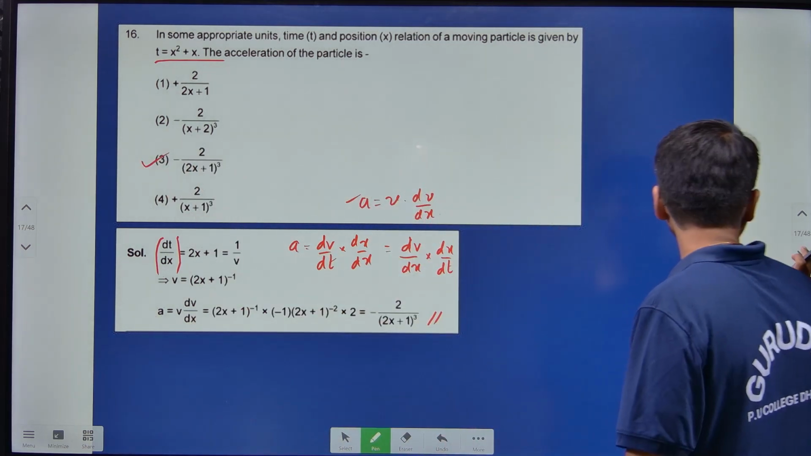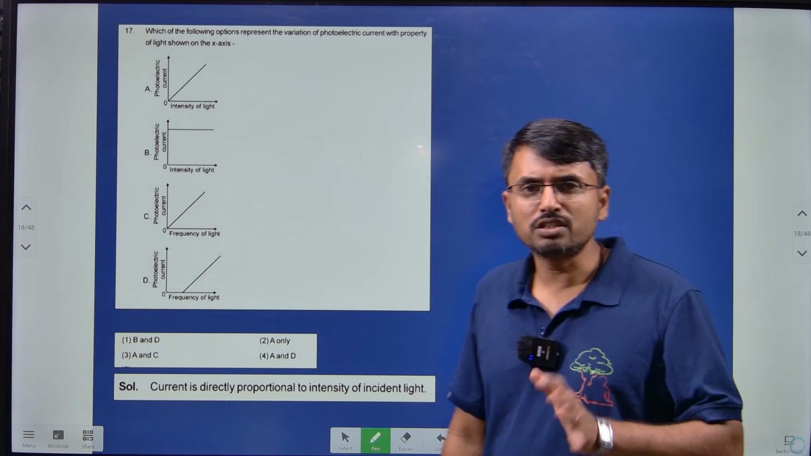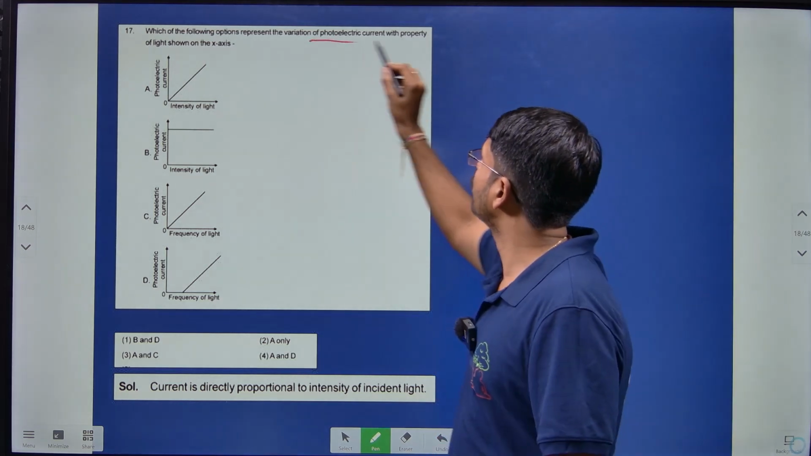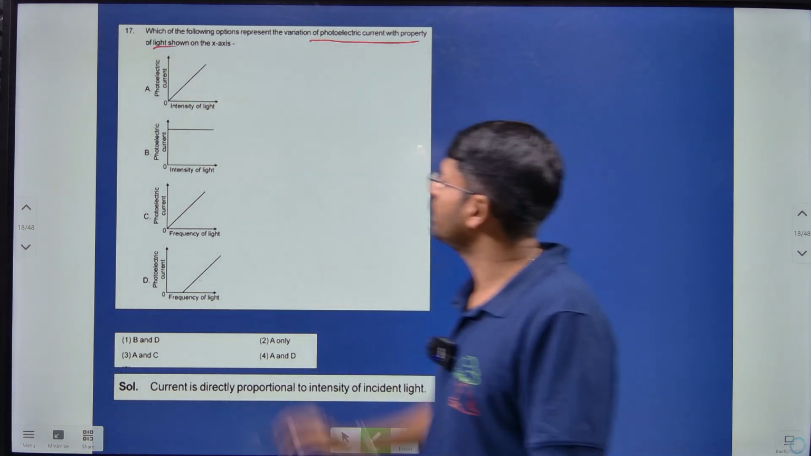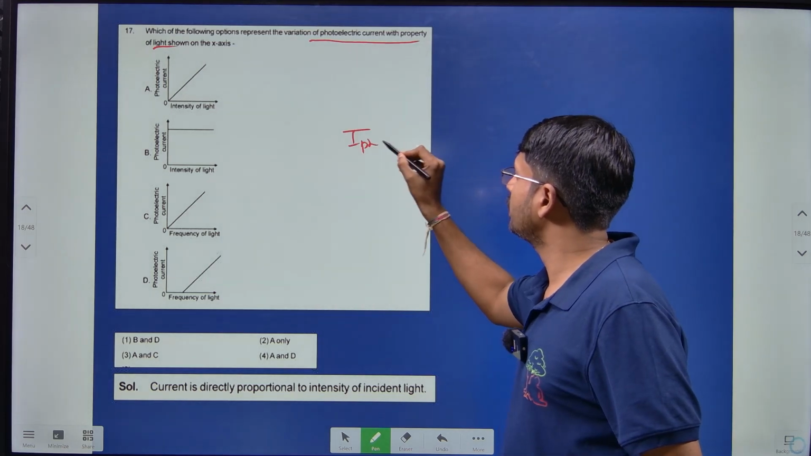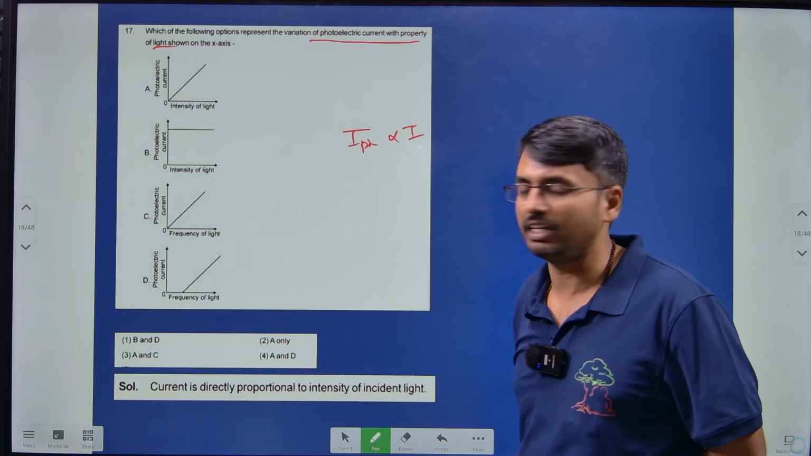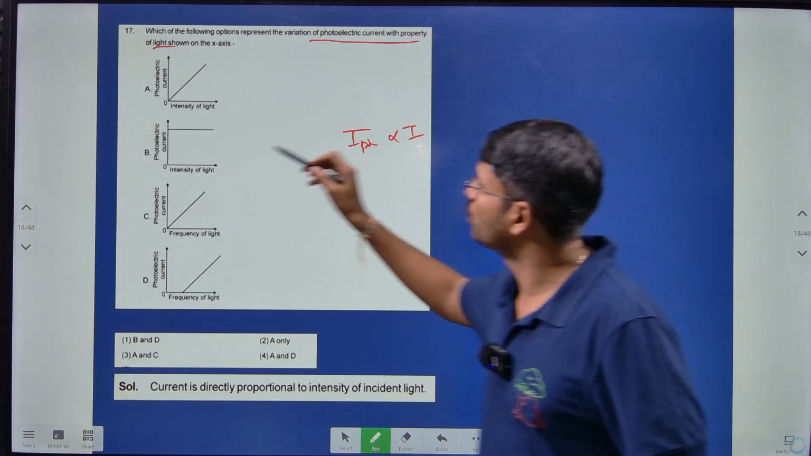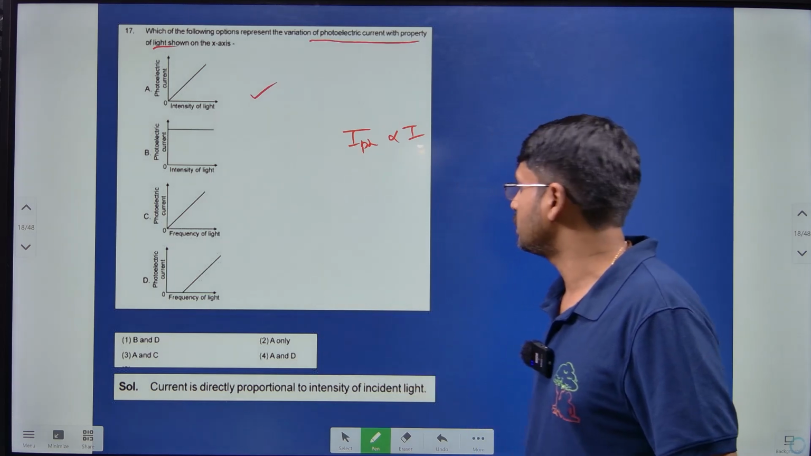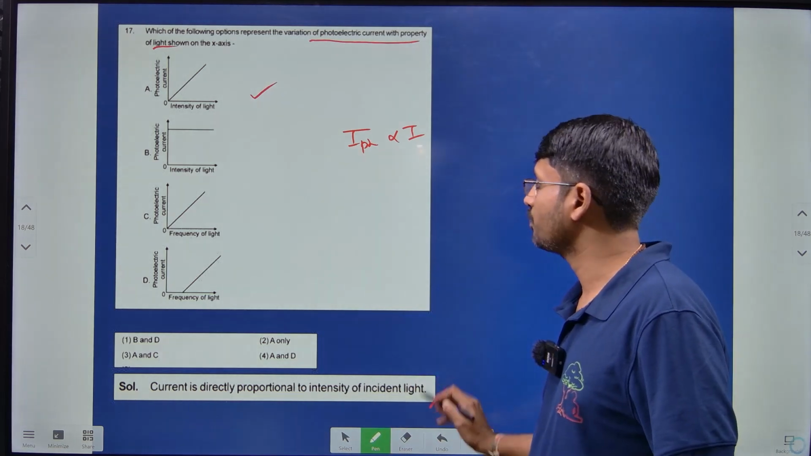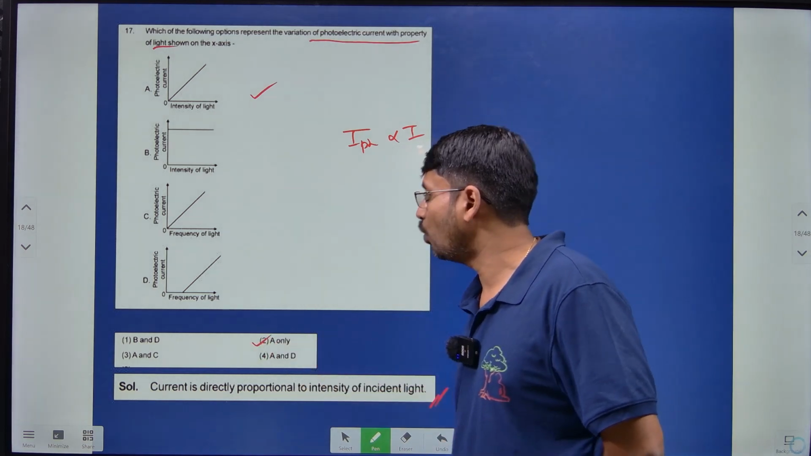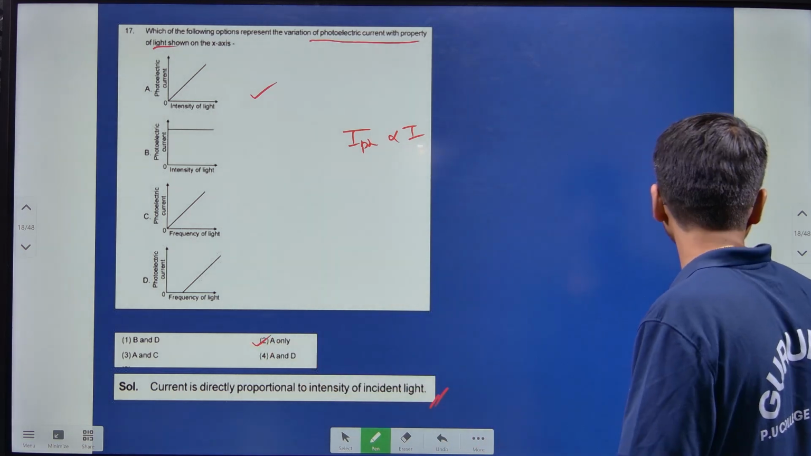Next, a very simple straightforward question in this paper. Which of the following options represents the variation of photoelectric current with the intensity of the light? We know that photoelectric current is directly proportional to the intensity. If we look at that, which one is correct? Photoelectric current is directly proportional to the intensity of the light, so option A is the right answer. A only is the right answer in this case.